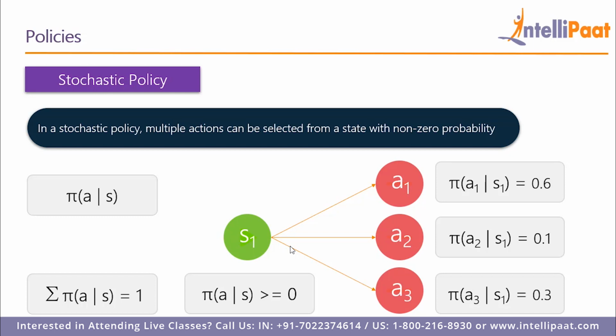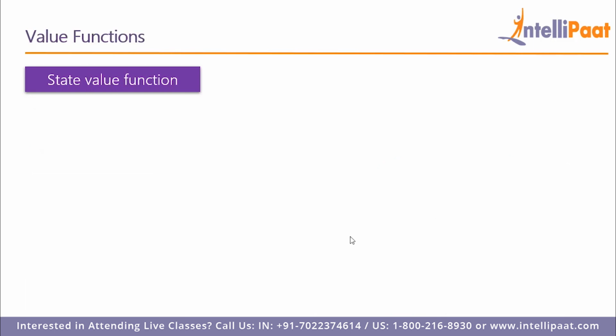So in reinforcement learning, a reward captures the short-term gain. However, our objective is to learn a policy that achieves the most reward in the long run. So we use value functions to formalize this notion. We'll start by understanding what a state value function is.